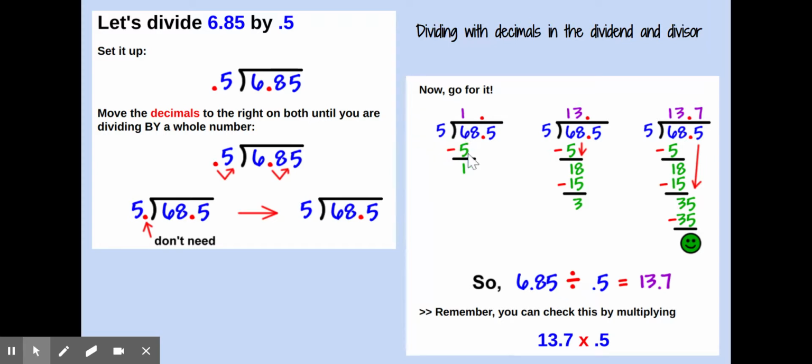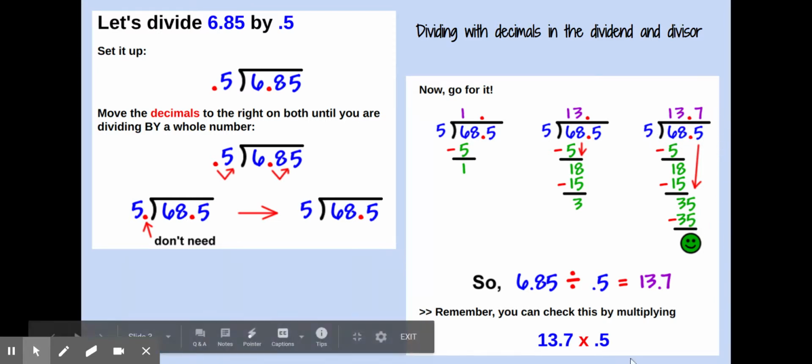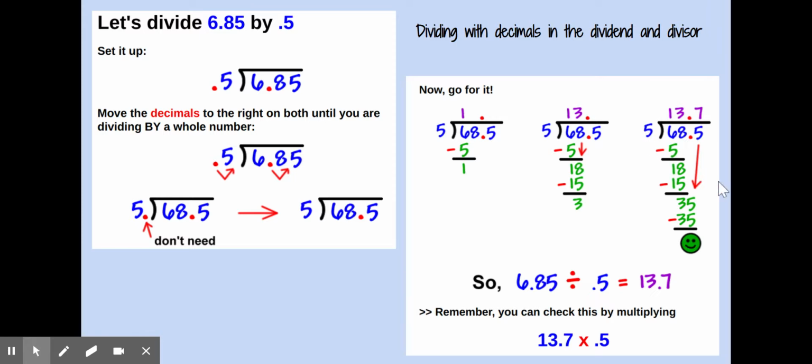5 can go into 6 one time. That's 5. Subtracted, we get 1. We move down that 8. 5 can go into 18 3 times. That's 15. We subtract, we get 3. We bring down that last 5. So 5 can go into 35 7 times. So our answer is 13 and 7 tenths. We can always check that by multiplying. You'll multiply your quotient times your divisor, and that should give you your dividend.